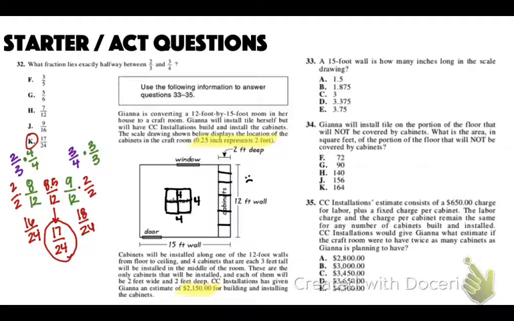So this first question: a 15-foot wall is how many inches long in the scale of the drawing? Well, let's look back at what we highlighted. It says that 0.25 inches represents 2 feet. Well, we have a 15-foot wall, so we need to figure out how many of those 2 feet go into 15. You could have figured that out in your head. You know that 2 goes into 15 7 times, and there's 1 left over, right? So it'd be 7.5.